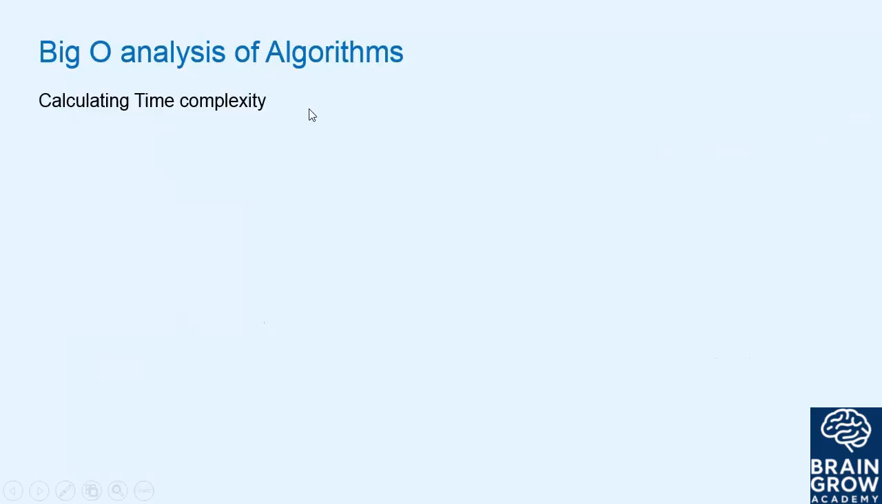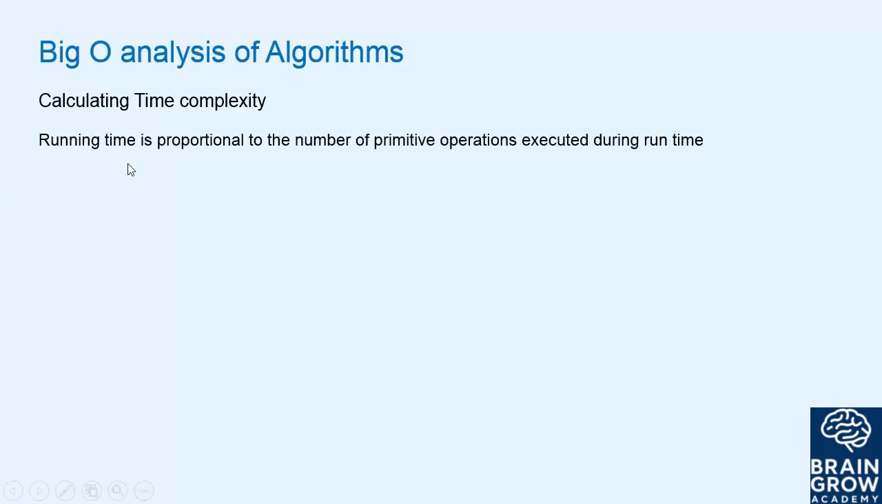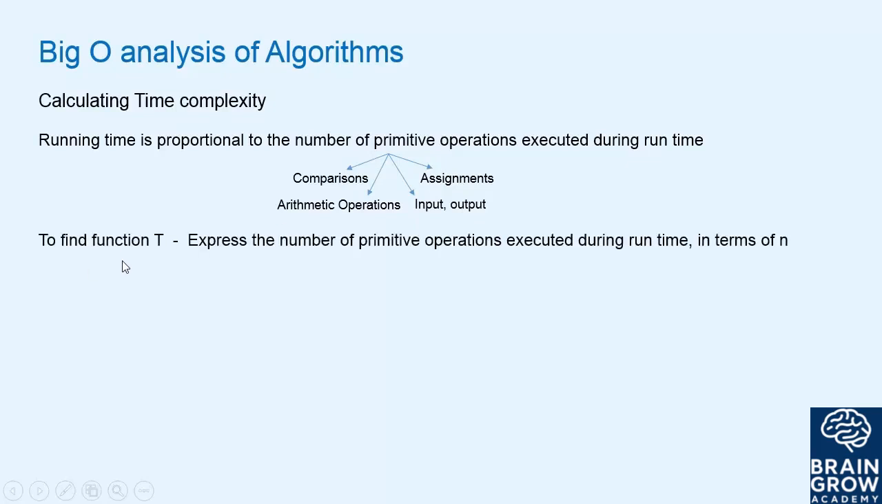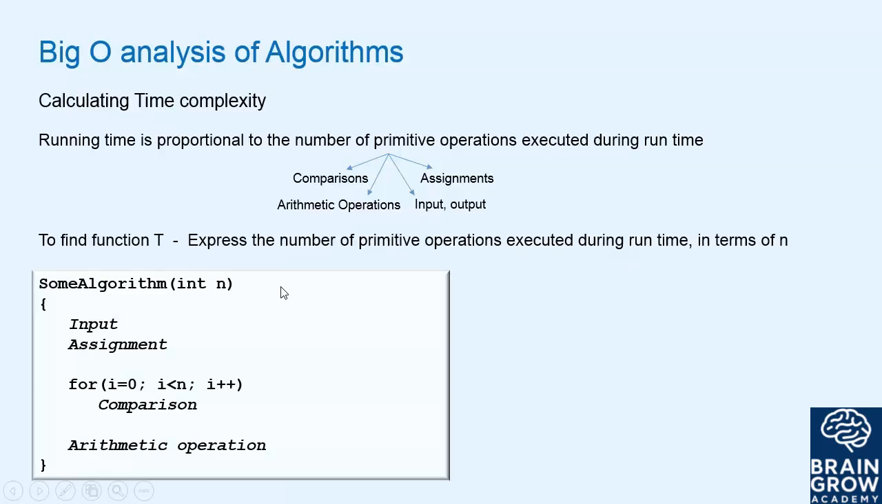In this lecture, we'll see how to find the time complexity for an algorithm. Running time of an algorithm will be proportional to the number of primitive operations that are executed during runtime. Some examples of these operations are comparisons, arithmetic operations, assignments, input and output of primary data types. To find function t, we have to express the number of primitive operations executed during runtime in terms of its input size n. Now suppose we have this algorithm that performs some simple operations.